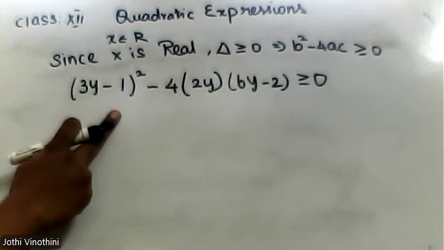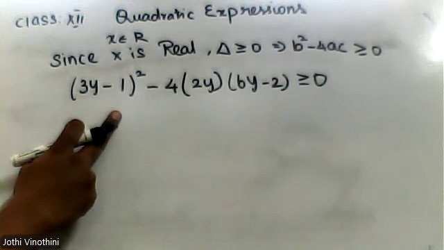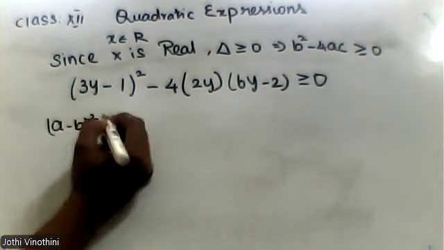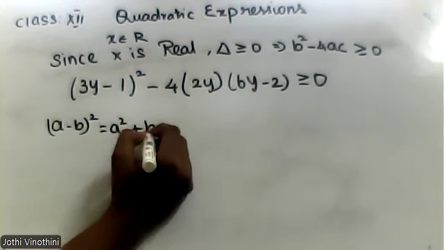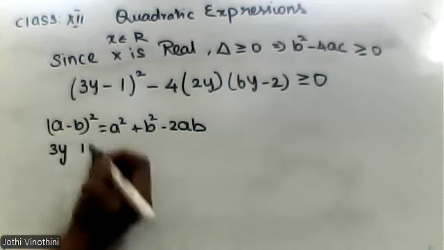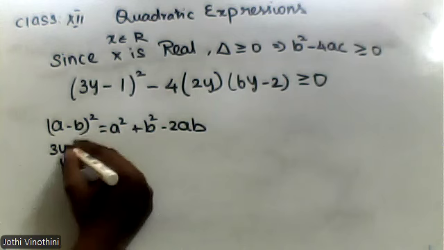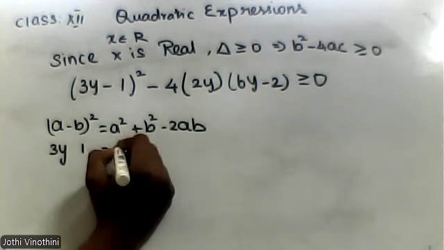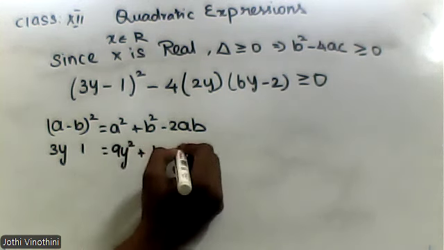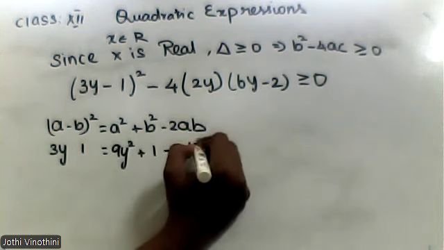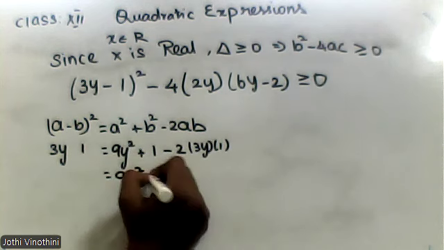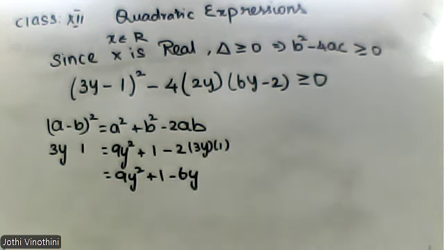See, (3y minus 1) is in the format of (a minus b) the whole squared. So what is (a minus b) squared? It is a squared + b squared minus 2ab. In place of a, we have 3y. In place of b, we have 1. So it becomes (3y) squared, which is 9y squared, plus 1 squared, minus 2 times 3y times 1. So it will be 9y squared + 1 minus 6y. Clear?